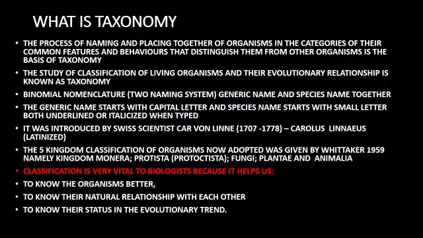Then, what is binomial nomenclature? This simply means two naming system, and the names involve the generic name, which is the first one, and the species name, the two of them written together. The generic name must start with a capital letter, and the second one, which is the species name, starts with a small letter. Both should be underlined if handwritten, or if you are typing, it must be italicized.